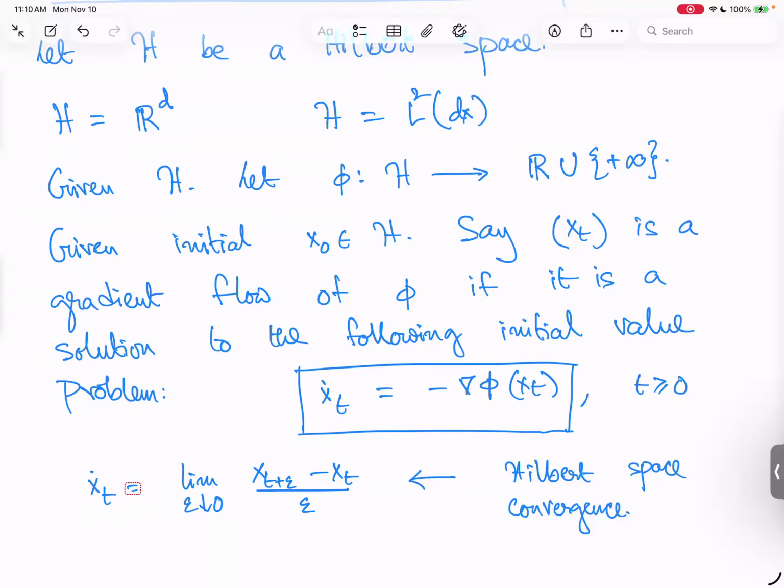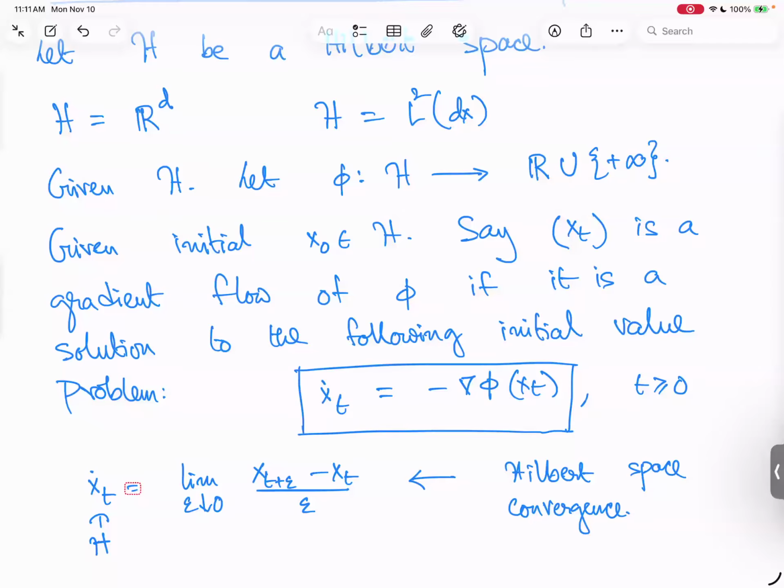Okay, equality makes sense. But the thing I should understand here is that x dot t is an element in the Hilbert space itself. Because x of t plus epsilon minus x of t is in the Hilbert space, divided by epsilon it's in the Hilbert space. If I take a limit in the Hilbert space, it remains inside the Hilbert space. It's complete, it's closed. And so this actually is an element in the Hilbert space. Therefore, the right-hand side also has to be an element in the Hilbert space.